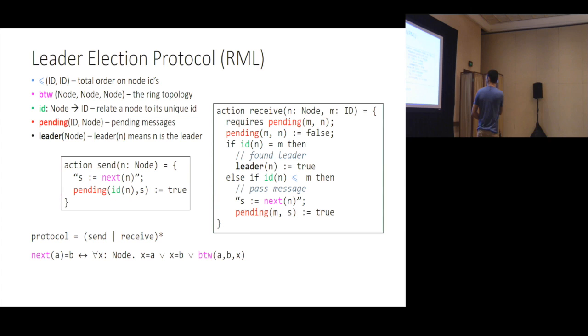So this command that I've shown, the successor, actually translates to a universal formula, the successor from the between relation. And we can do that within the restricted model. And the assertion that we want to verify for this protocol is that whenever there is a leader, it has the maximal ID. So if node X is a leader, there is no other node with a higher ID.